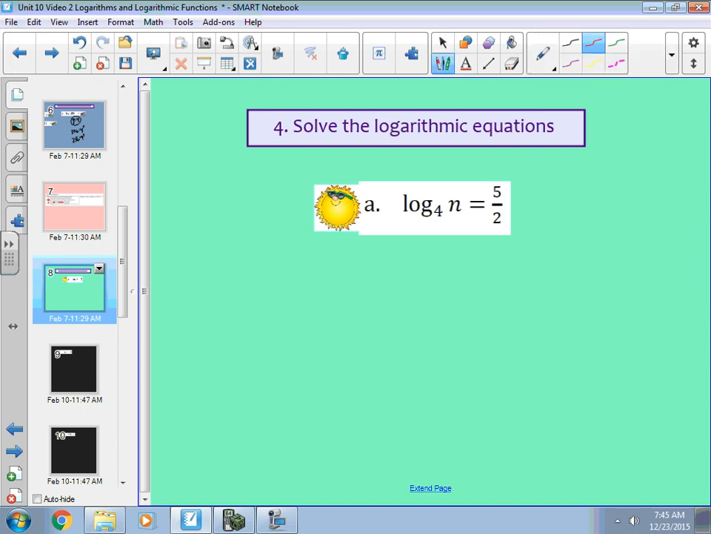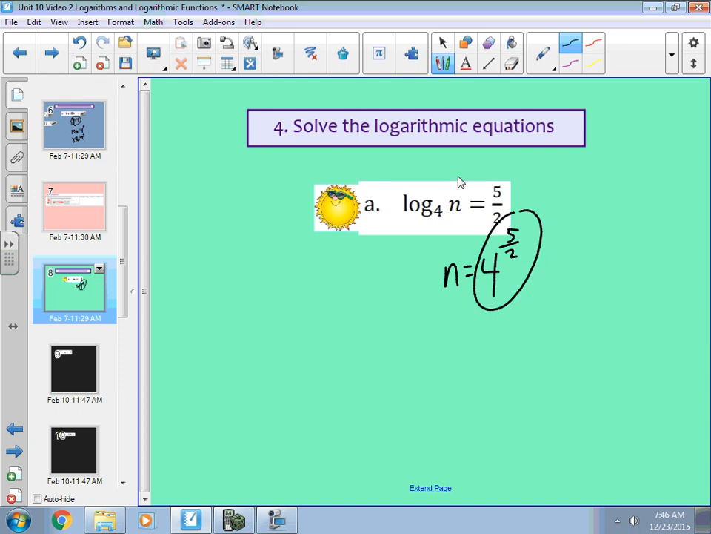You have to be able to change from log form to exponential form if you can't just type this in your calculator. And this one we can't, since n is in there. You can't do it with n, we need numbers. So if you see a problem like this, you're going to need to change. If we change this to exponential form, it would say n equals, our base is 4. That means this number becomes our exponent. n is going to equal whatever 4 to the 5/2 power is. Now this we can put in our calculator.